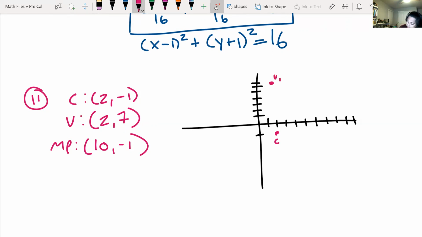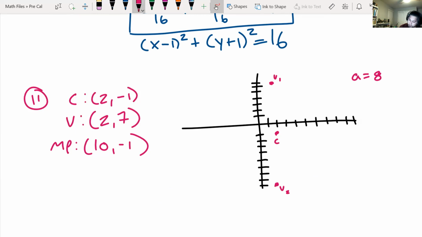Vertex 1, which means if that's there, that's 1, 2, 3, 4, 5, 6, 7, 8 spaces away. So that means that A is 8, which means you can find the other one by going down 8 spaces: 1, 2, 3, 4, 5, 6, 7, 8. And there would be vertex 2.